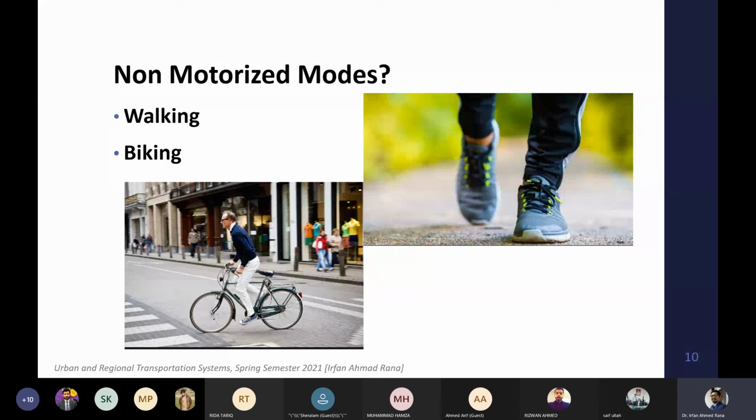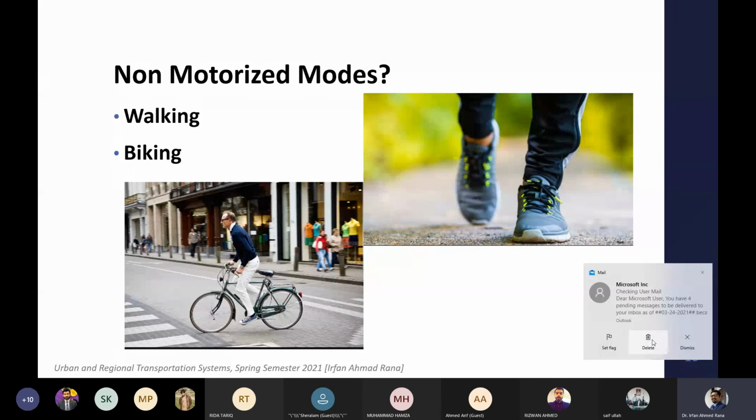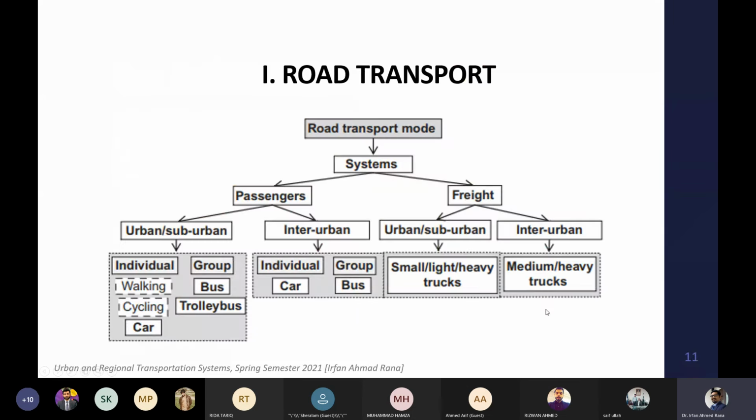So let's talk about the different modes of transportation. Depending on the two systems, like freight and passengers. Again, I'm usually focused too much on passengers. That can be divided into urban and suburban, and within urban areas there are different ways of traveling. And with respect to intercity transportation, your modes can vary.